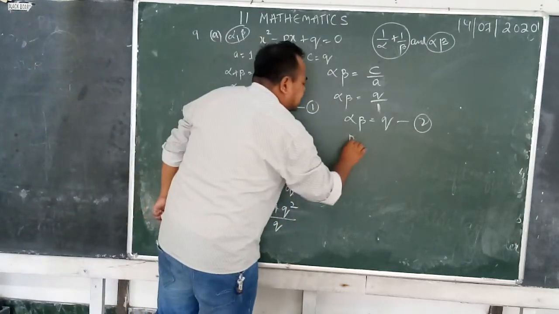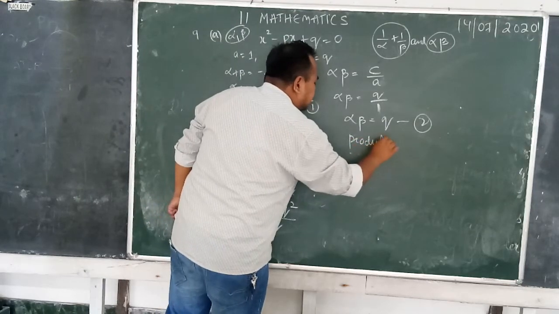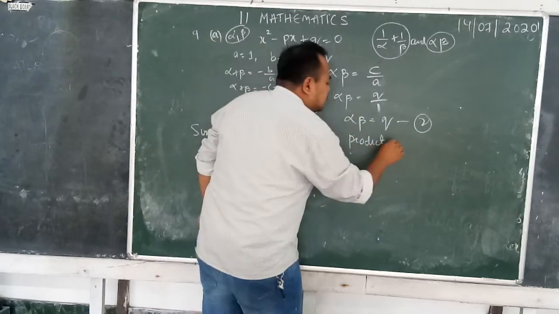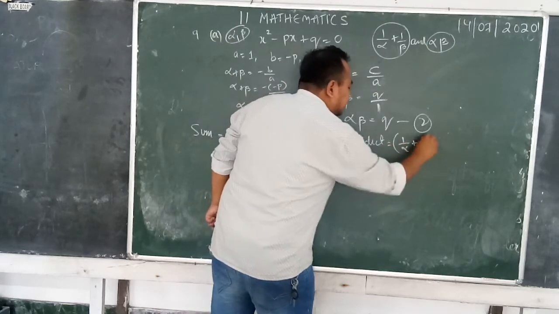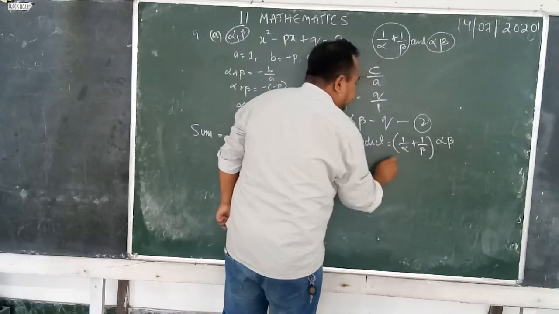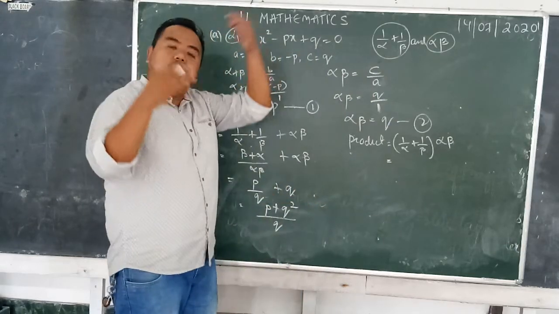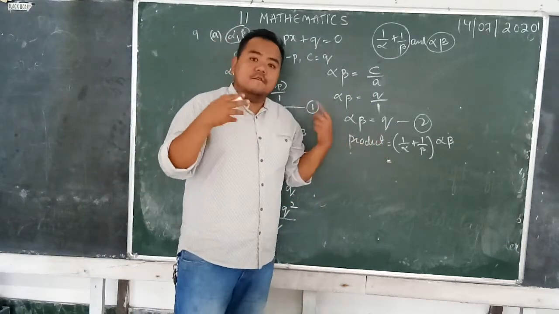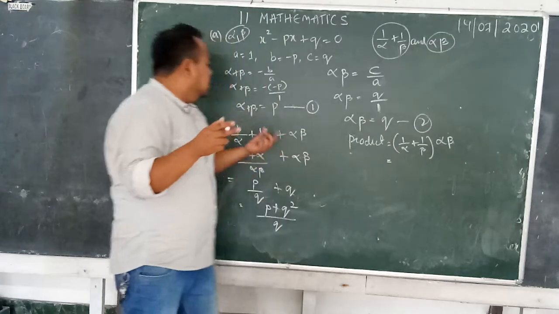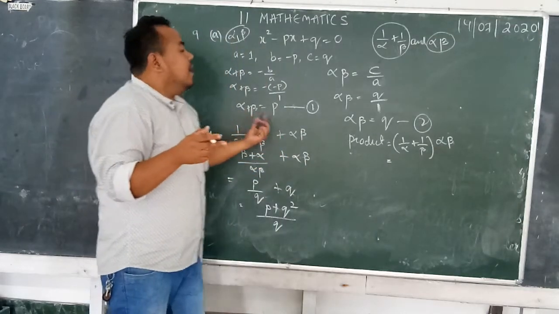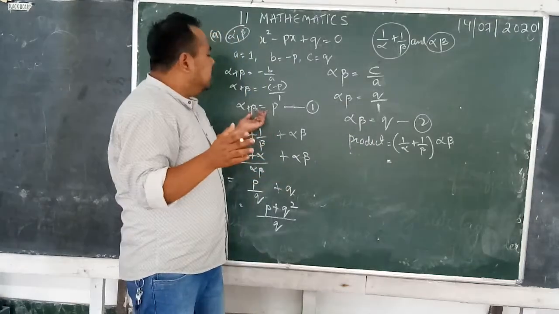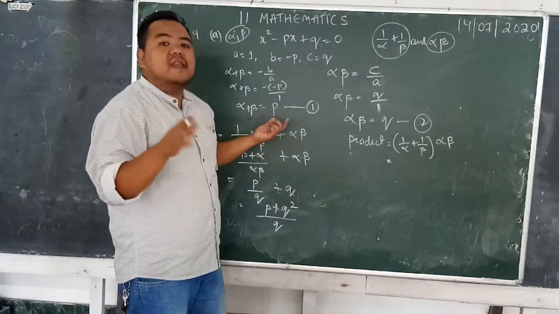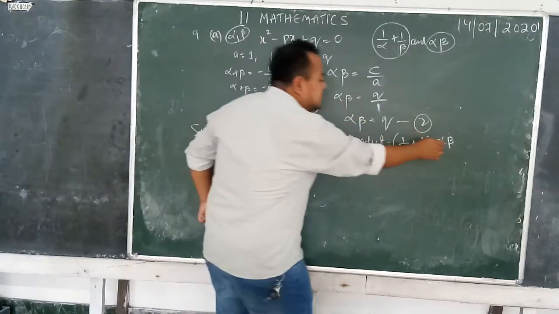Next, I need to find out the product. So product, I need to multiply the roots. So what are the roots? 1 by alpha plus 1 by beta, into alpha beta. Again, didn't I tell you? The difficult part is only this: converting the given expression into relation 1, that is alpha plus beta, and relation 2, alpha beta, because we will be knowing only the values of alpha plus beta and alpha beta.